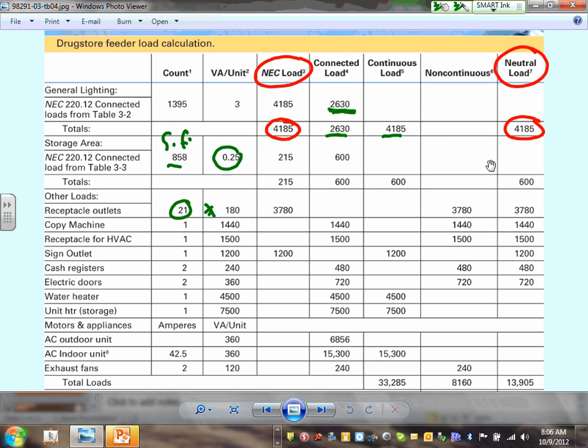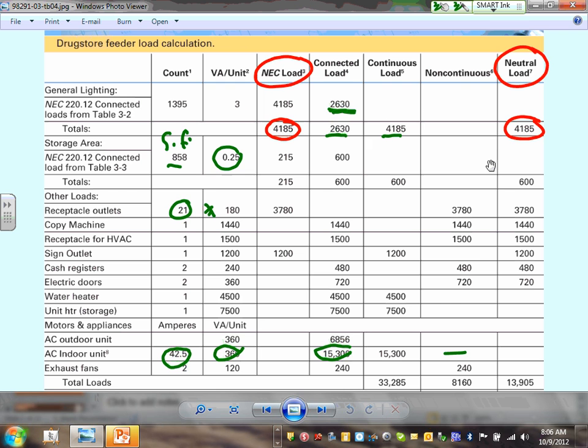If it's an office building, you have to apply a demand factor. They didn't apply the demand factor on them because, if you can see, they're less than 10,000 square foot. The AC equipment, guys, they take the full load amps and multiply it by the voltage to get the total, and they added it. If it's not a neutral load, they don't put it on the neutral load.